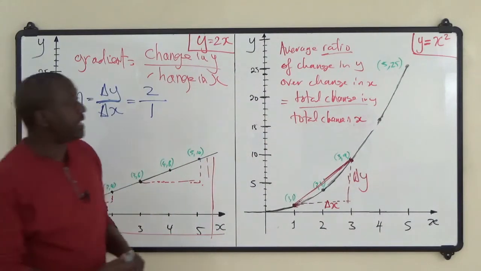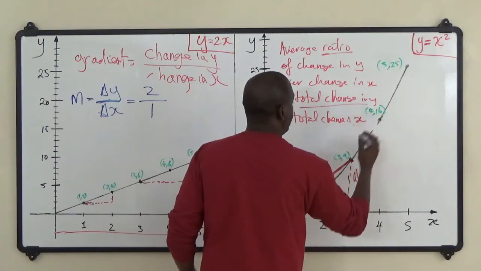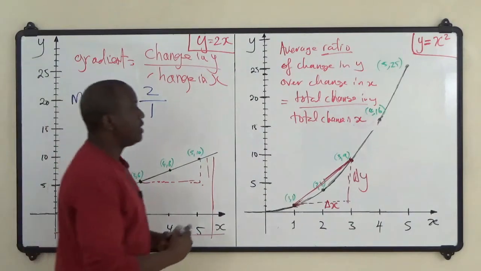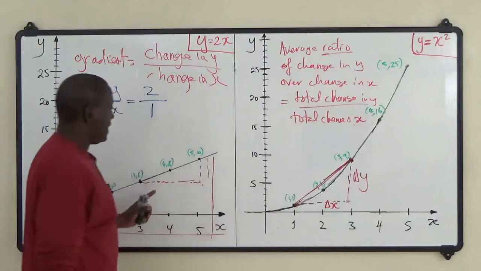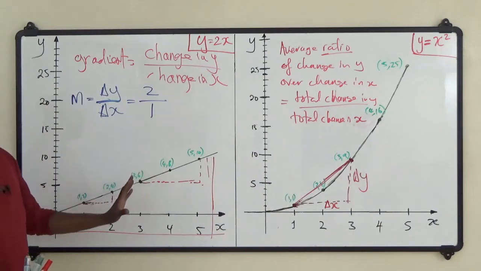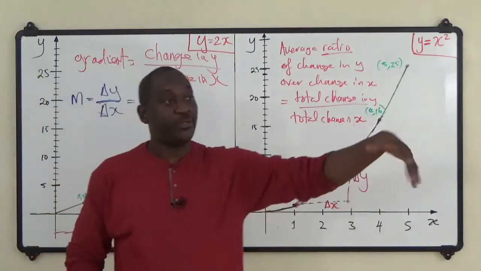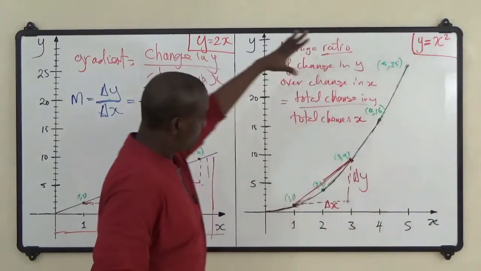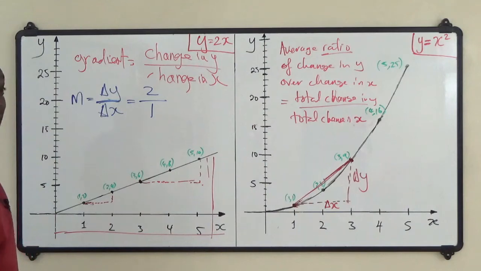Now, here's where things start to get nice. Whereas on the straight line, the gradient between any 2 points will be the same as the gradient between any other pair of points, we look at the curve and we immediately get a sense that that is not the case.